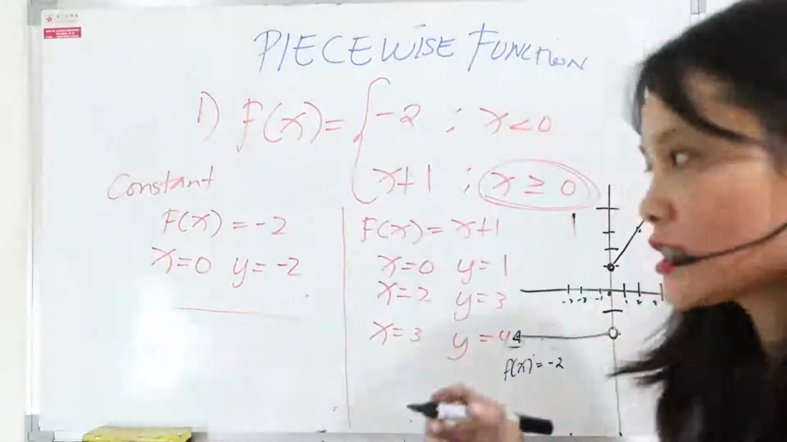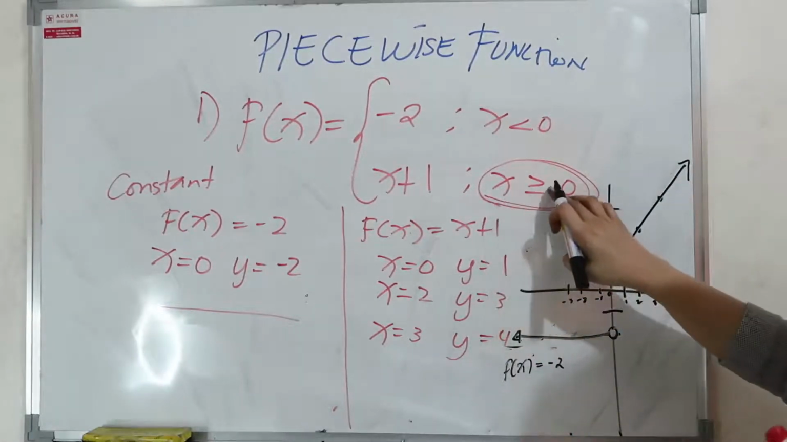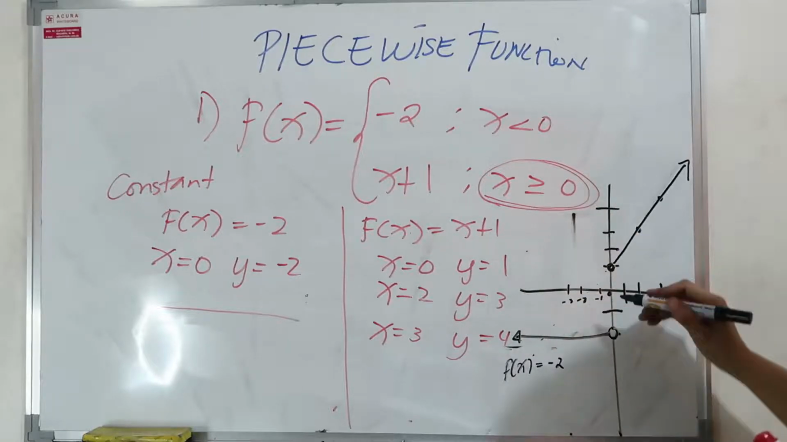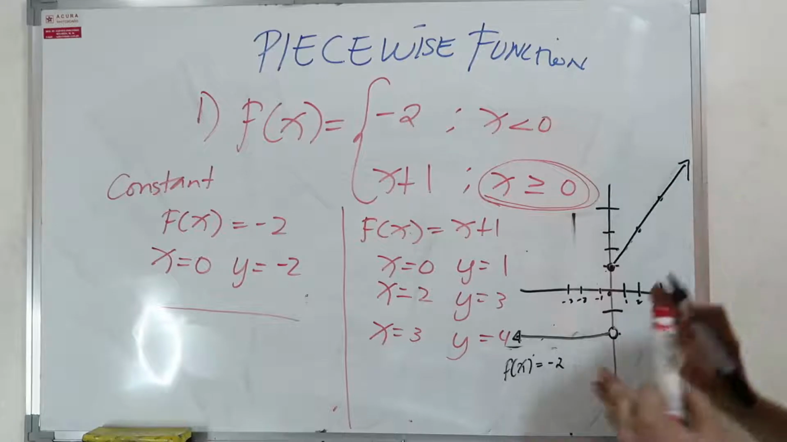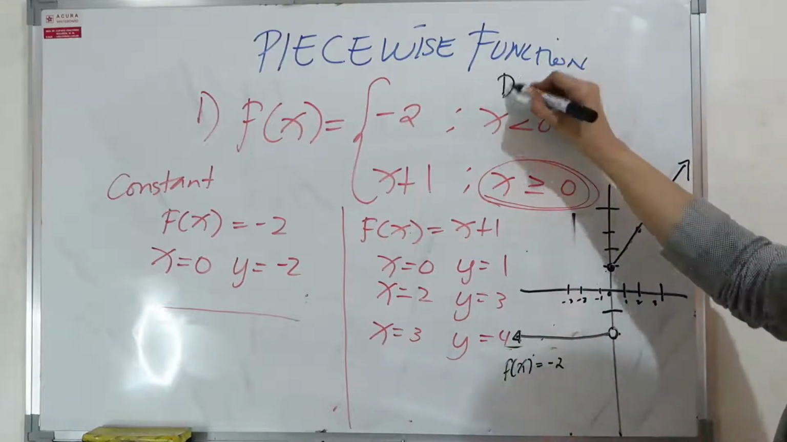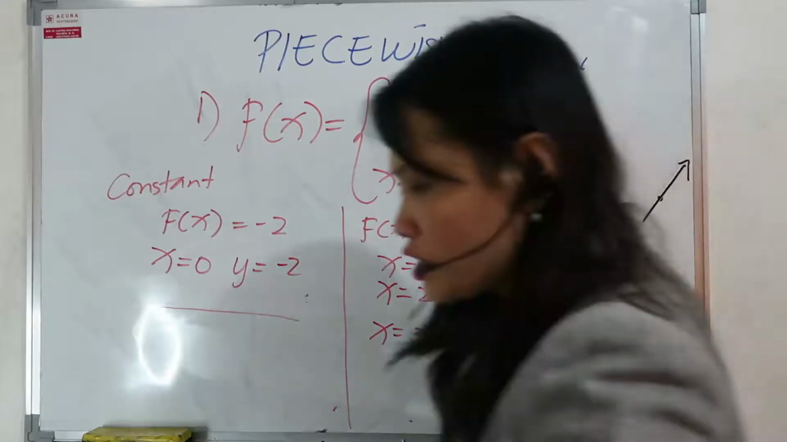So you cannot extend the graph because according to the condition, x must be greater than or equal to 0. The possible values of x lang is must be greater than or equal to 0. Okay? So from here, what is your domain? Based on the condition, ano yung domain?